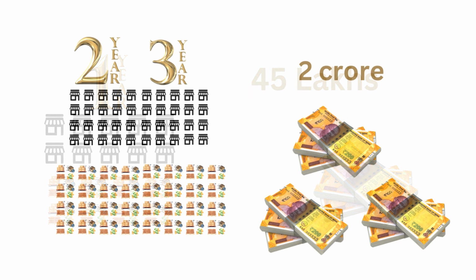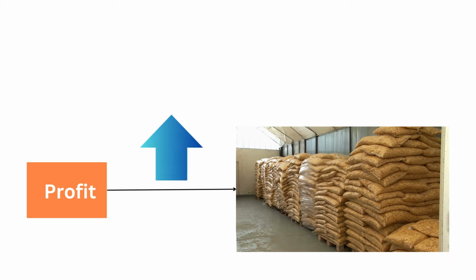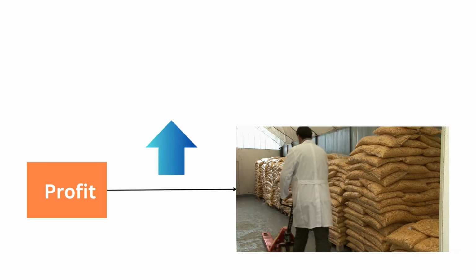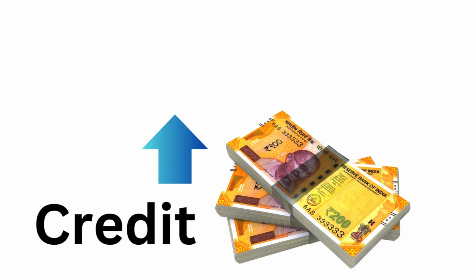The value of your business can become 2 crore if you work double shift in the second and third year. The more money you put back into your business, the more credit you can get, the more you can sell, and the higher your business value will go.